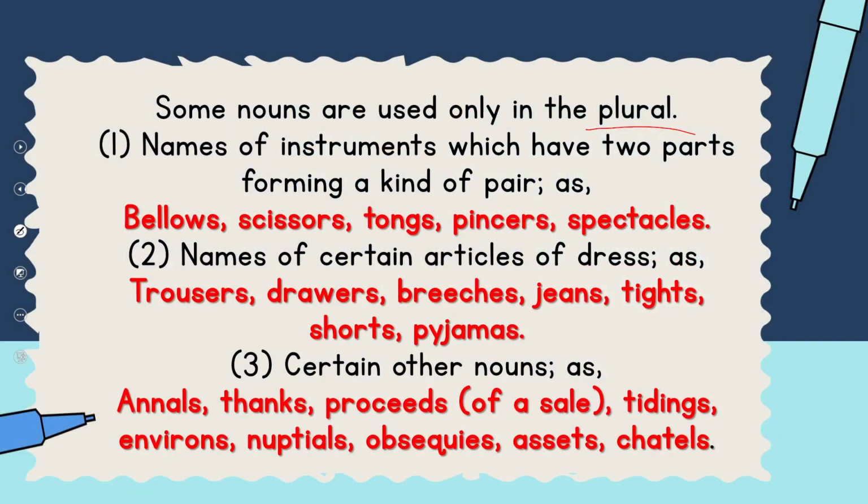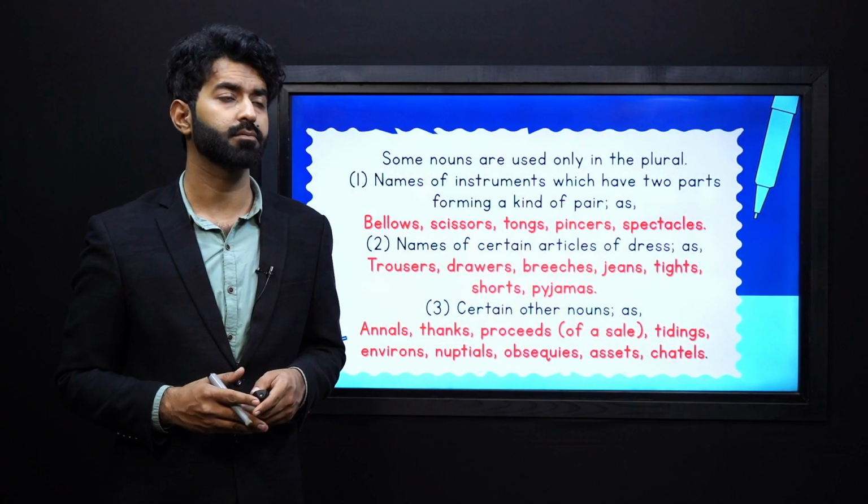Some nouns are used only in the plural form. Names of instruments which have two parts forming a kind of pair as well. For example, bellows, scissors and all these other examples. Names of certain articles of dress: trousers, drawers, breeches. So all these are used in the plural form. Certain other nouns, for example, annals, thanks, proceeds, all are used in the plural form.